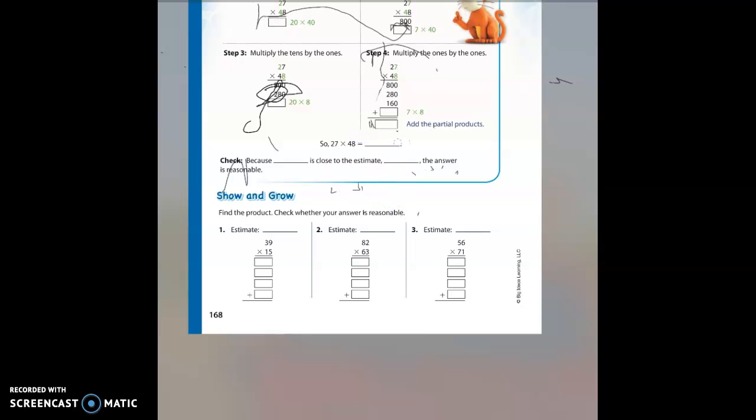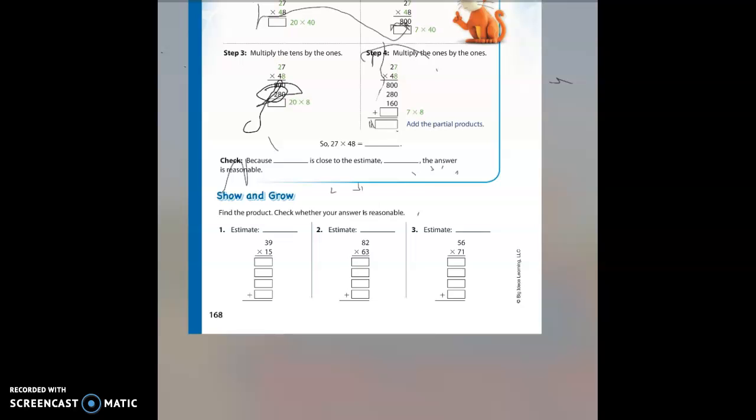So we're trying to find 40 times 10 for your estimate. So 40 times 10 would be 400. So you know that your estimate is at 400. So now we're going to do 39 times 15. So what you're doing first is you're going to multiply the tens place by the tens place. What is 30 times 10?